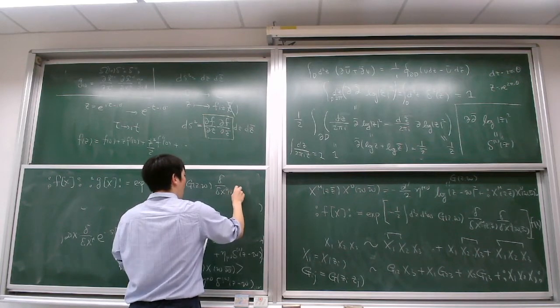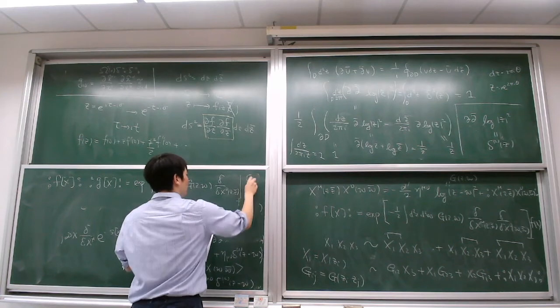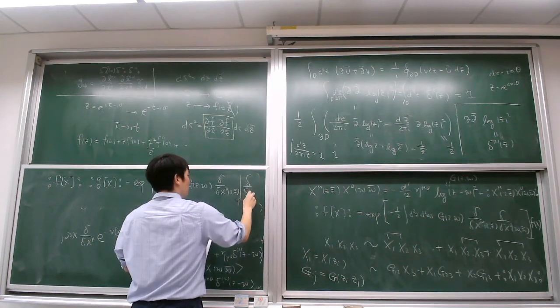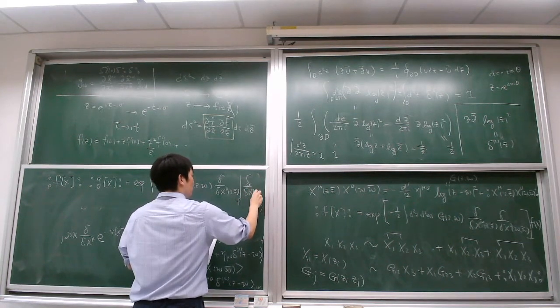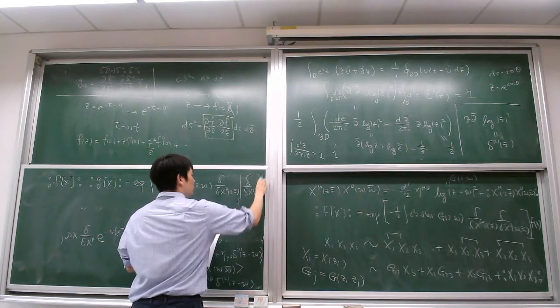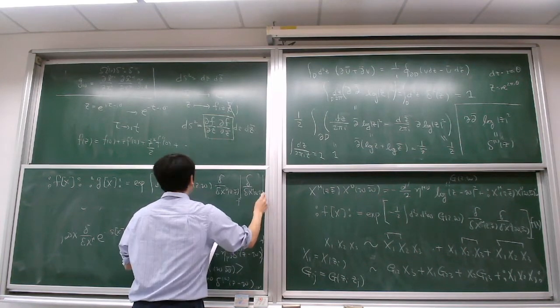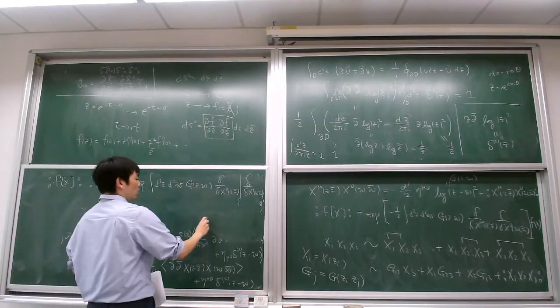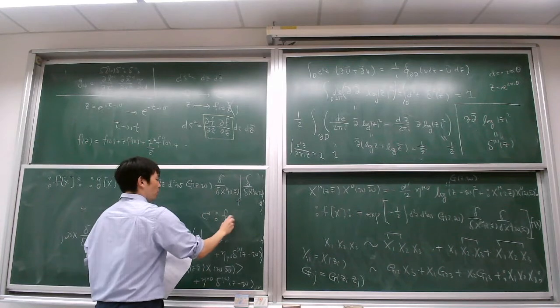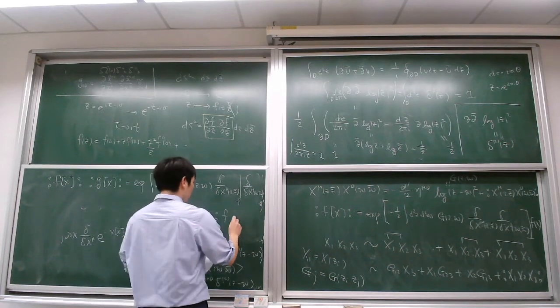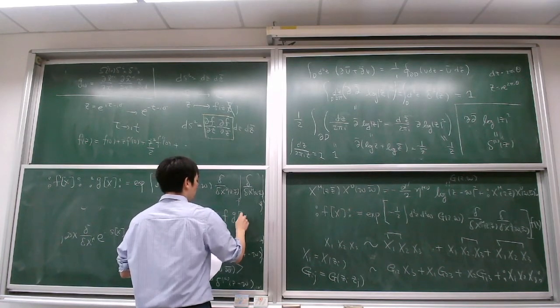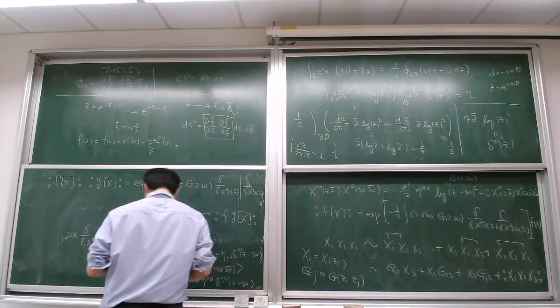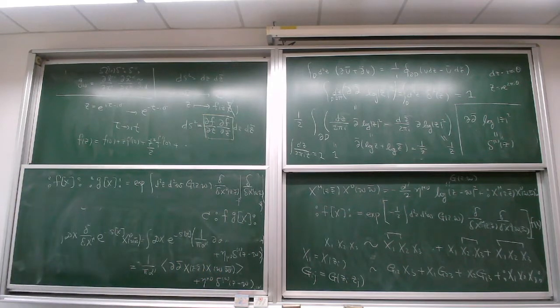So the derivative acts on F, and then dx mu acts on G. Unfortunately I don't have space, so this acts on the product of normal orderings. This is a definition, but it is not practical. I will tell you how to do the practical thing.